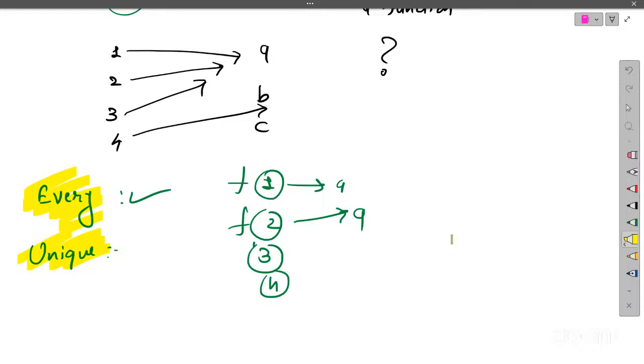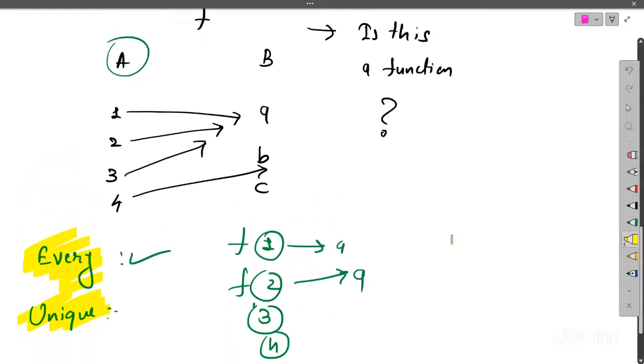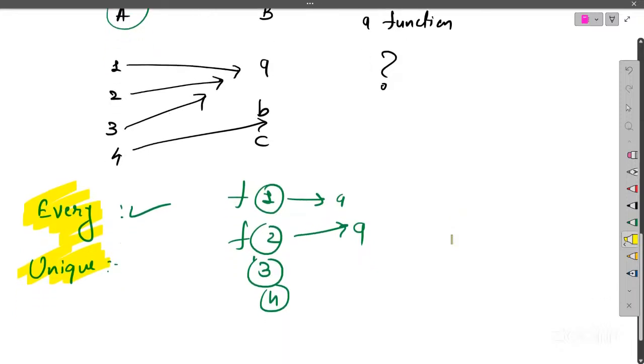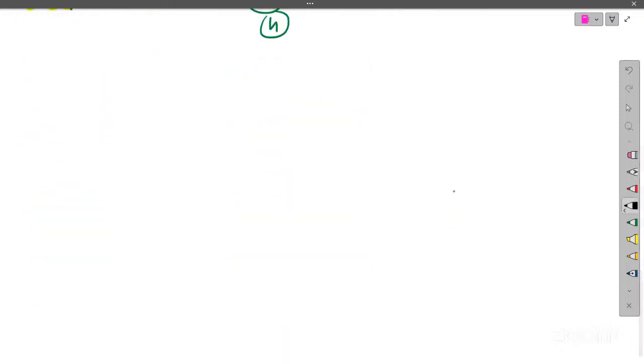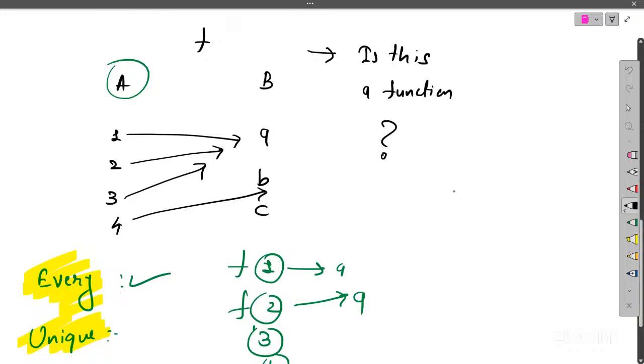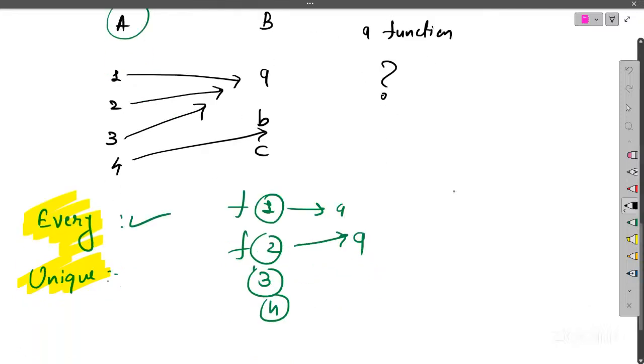Yes, ma'am. The unique word is cleared. Unique to the domain, I mean X, whatever, set A, you can have only one point in B. You cannot have 2 points in B. One should not go to A and B, or one should not go to A and C, something like that. That is uniqueness, correct, madam? Yeah, uniqueness means a single input goes to a single output only. That means if 1 is mapping to A, then 1 cannot map to any other element. Good. Thank you, ma'am.